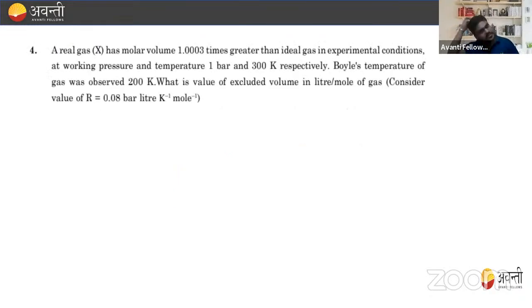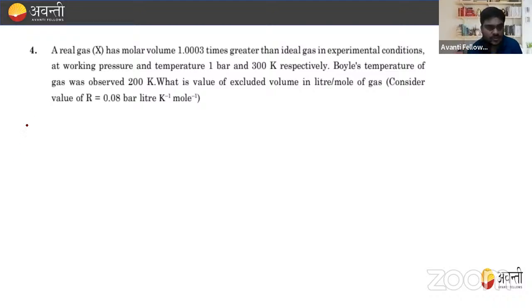Now, this question is from states of matter. That is a real gas, right? So what the question asks basically is: a real gas has a molar volume 1.00003 times greater than the ideal volume, under experimental conditions at the working pressure and temperature. The Boyle's temperature of the gas was observed to be 200 Kelvin. What is the value of the excluded volume in liters per mole of gas? Consider the value of R as this, right?